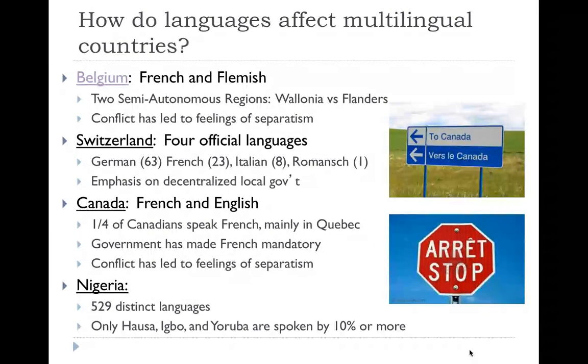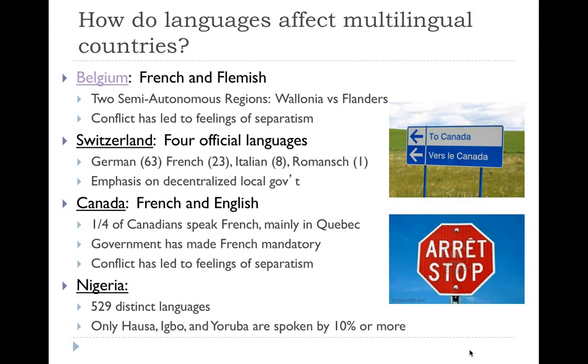Canada is another good example. There have been a lot of issues over Canadian history between French and English, and actually there's a large following of people who speak indigenous languages there too. About a quarter of Canadians speak French, and most of those people live mainly in the Quebec area. The government has made French mandatory in school and made sure that it continues to feel like an official language. You can see the stop sign right there, both in French and English, but it has led to some feelings of separatism. In fact, Quebec has thought about the issue of maybe splitting from the rest of Canada at different times in history.